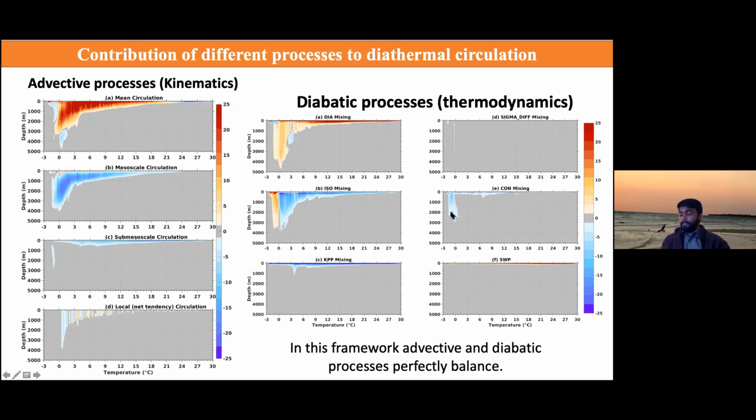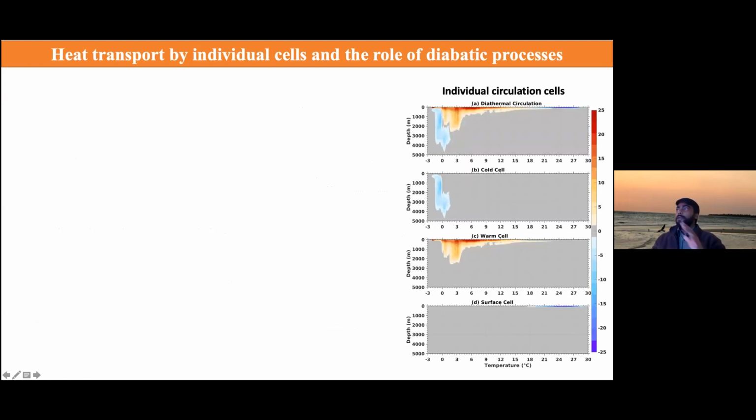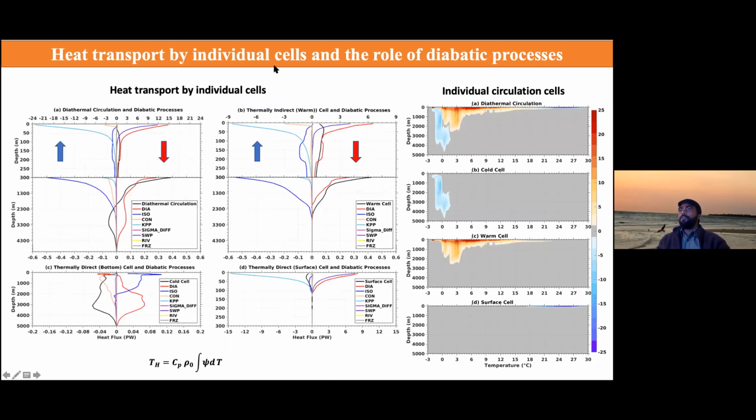So this is the circulation view, but I further investigated how much heat is transported by the total diathermal circulation and what processes drive the individual circulation cells. The top left figure shows the heat transport by the diathermal circulation. As you can see in the black line, diathermal circulation transports heat downward up to 2000 meter, and in the interior it transports upward, which is further balanced by the isopycnal mixing. And the conclusion of this is it repairs the global budget and agrees with the previous finding in Tyres et al. and also Jika et al.